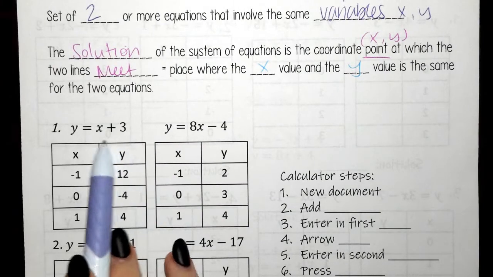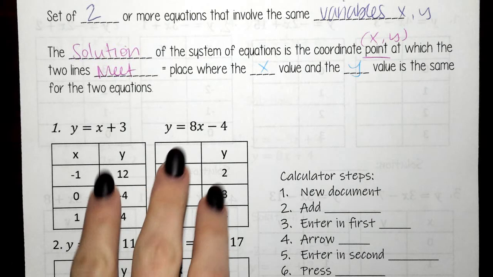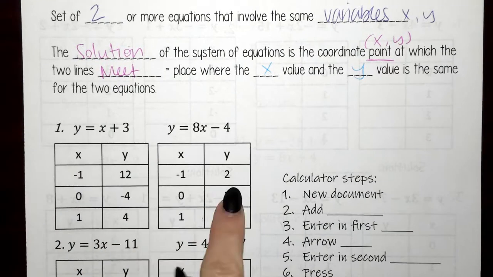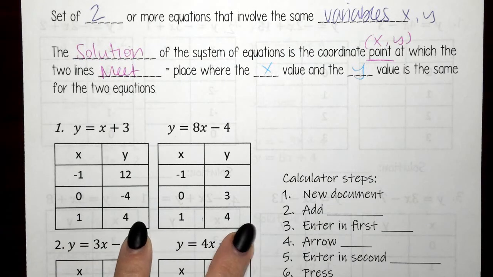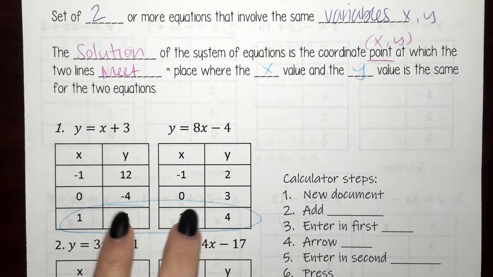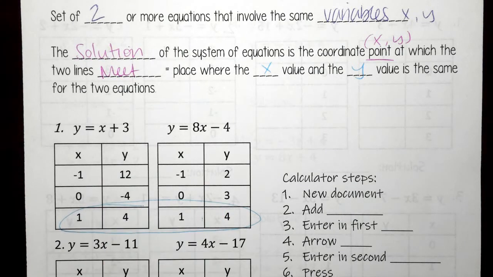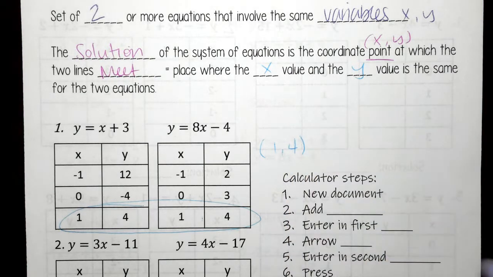If you look at this first example, we've got y equals x plus 3 and y equals 8x minus 4. We want to see where those meet. We could graph them and find the intersection point. This one we were given the table, so we could look and see where our values are the same. Oh, when x is 1 on both of these, y is 4 on both of these. So here is where our x and y's are the same for both equations, so this is where they meet. My solution here is 1, 4. The x value is 1 and the y value is 4.